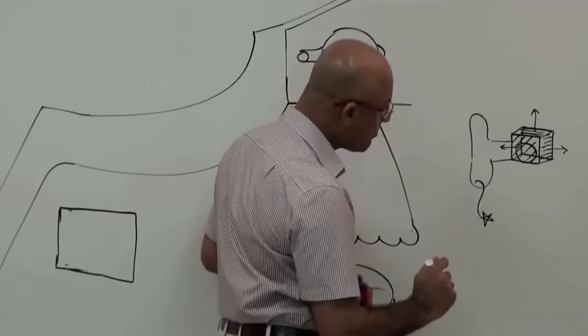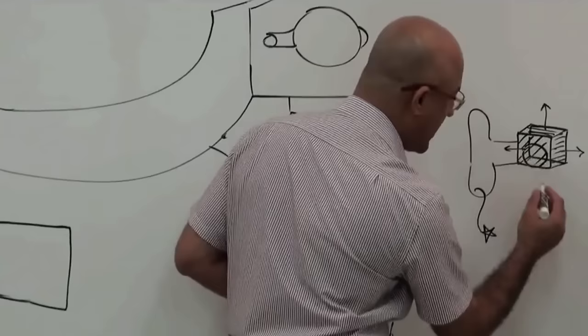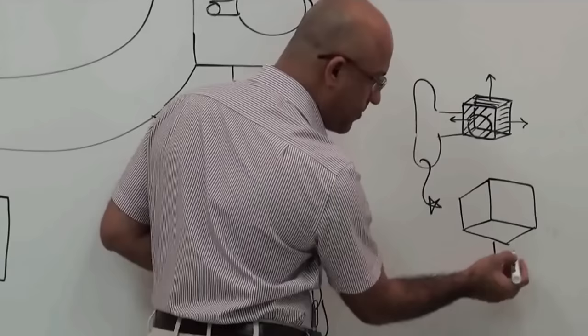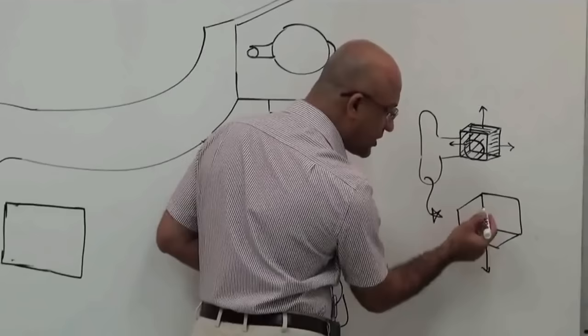Actually, if I remove the lateral wall, let's suppose I remove the lateral wall, what is left there? This is the medial wall, this is the posterior wall, this is the floor, this is the floor, this is the medial wall, this is the posterior wall, and there was a lateral wall here which I have removed. Okay, this is the anterior wall.